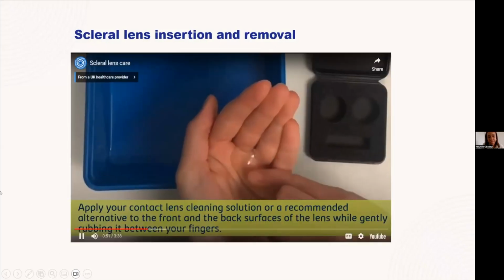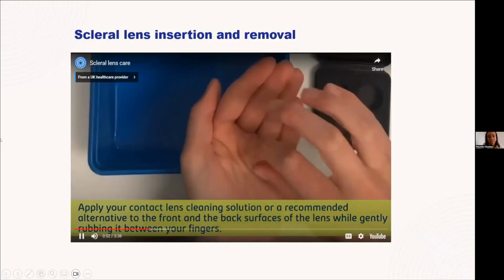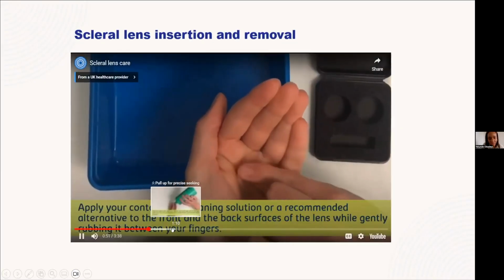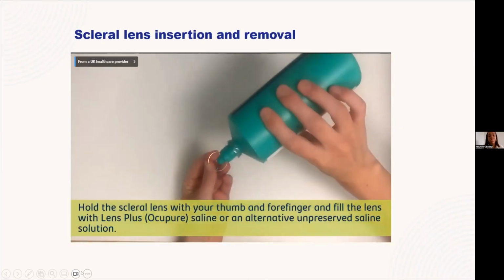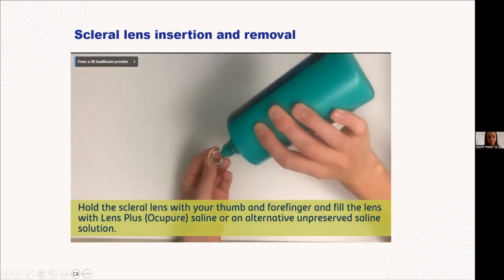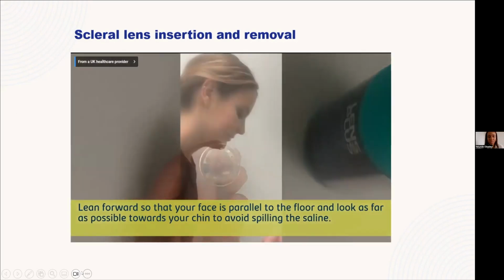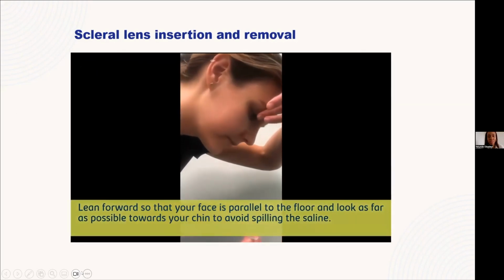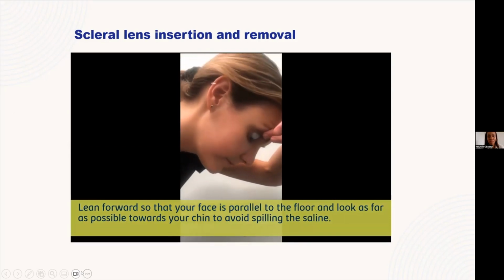While gently rubbing it between your fingers. Fill your lens with Unipore saline or an alternative unpreserved saline solution. Lean forward so that your face is parallel to the floor and look as far as possible towards your chin to avoid spilling the saline.